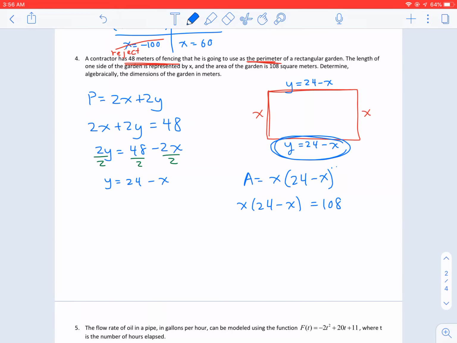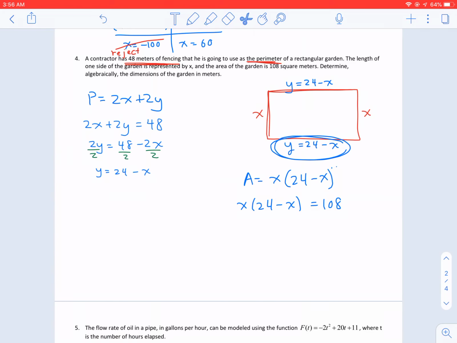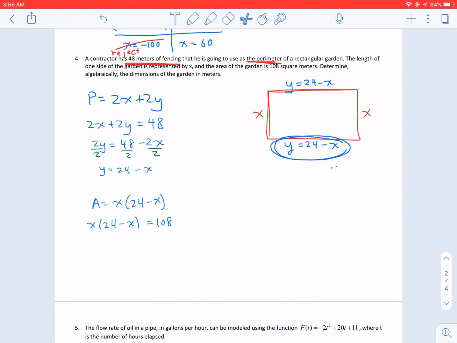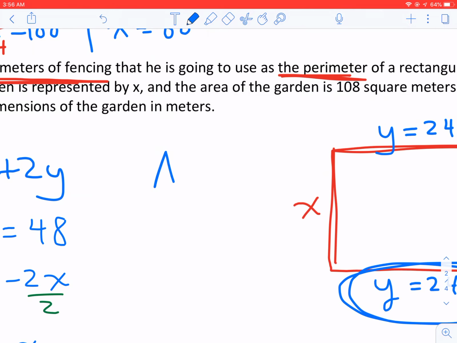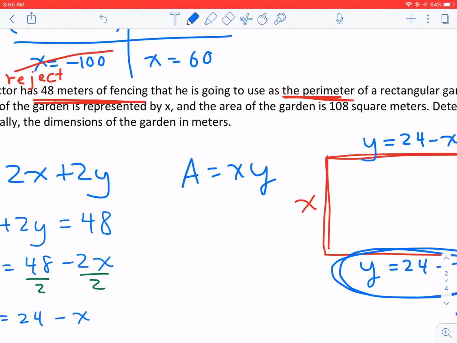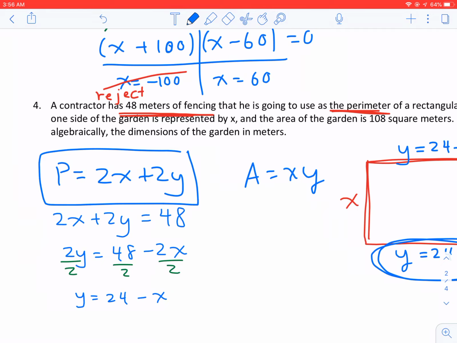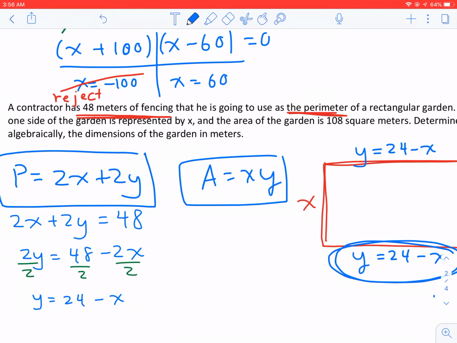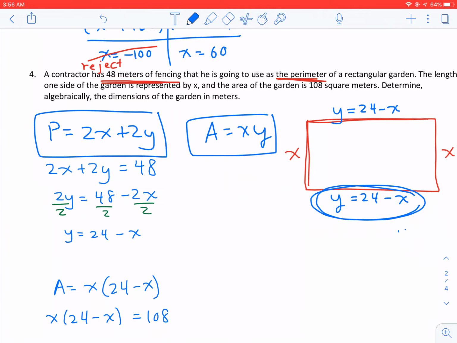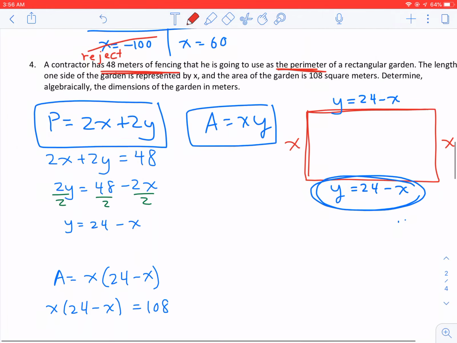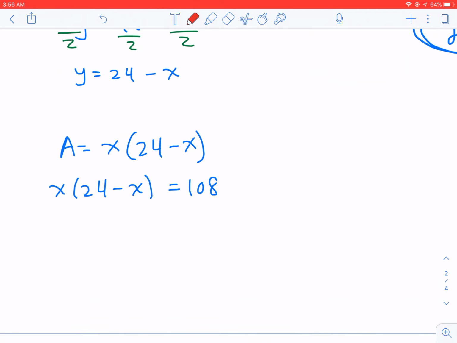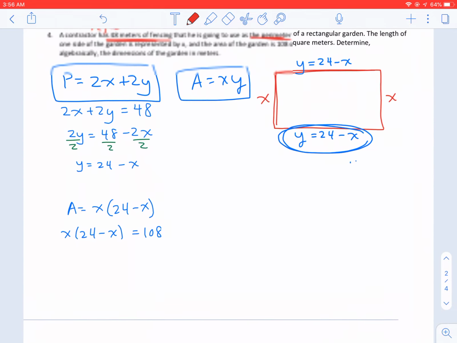Alright, so that's definitely really tricky. I probably wouldn't give you something like this without some help. Alright, but this is kind of like a system of equations with two variables, right? Because we got these two equations to start. The perimeter is 2x plus 2y, the area is xy, and then you kind of have to solve for one variable in terms of the other. So it's a very tricky problem, but hopefully you followed the steps of what I did.